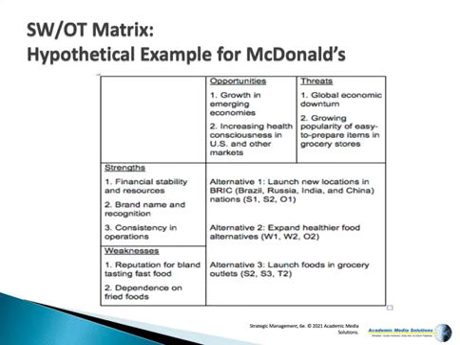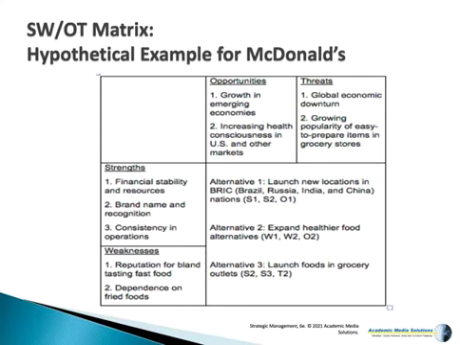So in this particular example, what we've done with McDonald's, we've identified 3 strengths. Number 1, McDonald's has a lot of financial stability and resources. Number 2, it has a very strong brand name, very strong brand recognition. And number 3, consistency in its operations. But McDonald's also has 2 weaknesses. Reputation for bland tasting fast food. Maybe I injected some of my own opinion here, but we'll take it for the sake of discussion. And number 2, the dependence on fried foods. Now, there are 2 opportunities for McDonald's here.